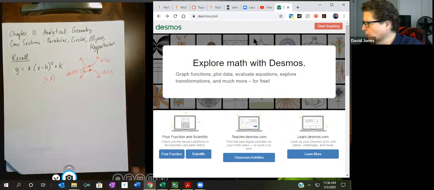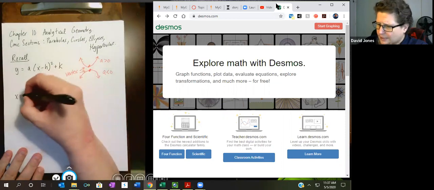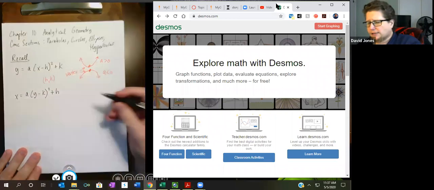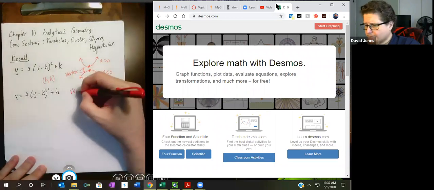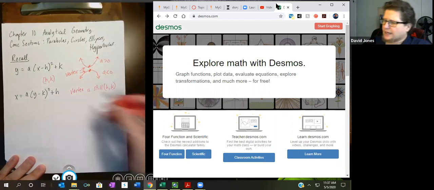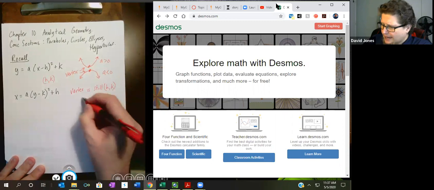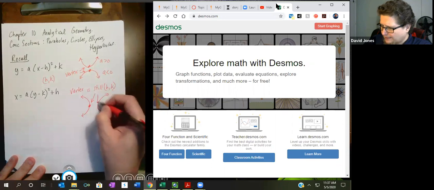Now we're going to explore doing something new. Let's look at sideways parabolas. Sideways parabolas come in the form x equals a times (y minus k) squared plus h. Vertex is still (h, k). If a is greater than 0, it opens to the right. If a is less than 0, it opens to the left. Our vertex is there or there.